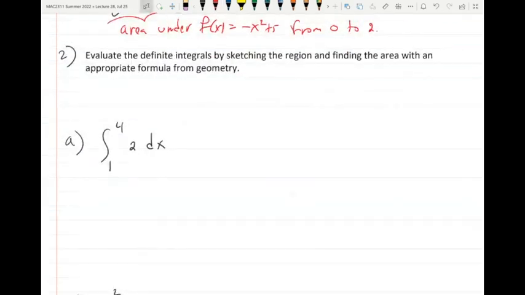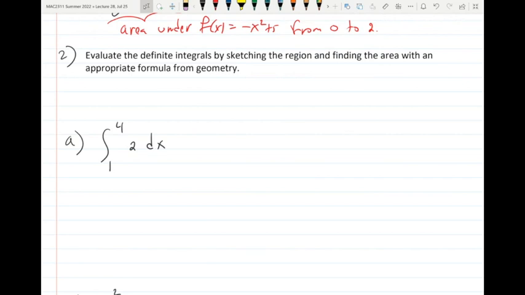But now, let us keep on using this idea. Evaluate the definite integral by sketching the region and finding the area with an appropriate formula from geometry. What I mean is, what region do you need to sketch? Well, there is a function that you are integrating. That function has a graph. And we are integrating the area under the graph from 1 to 4 in this case.